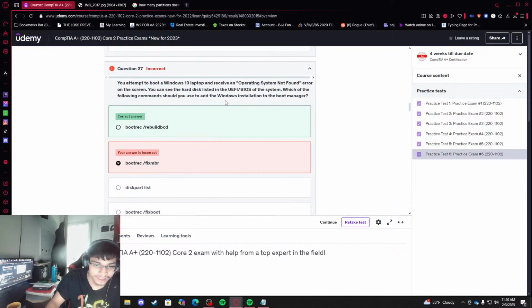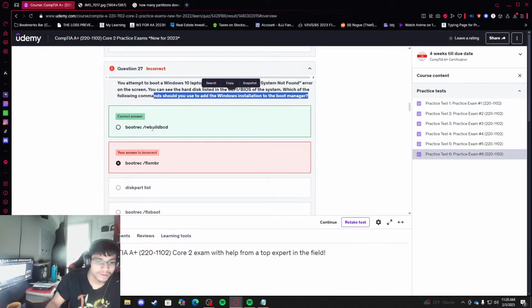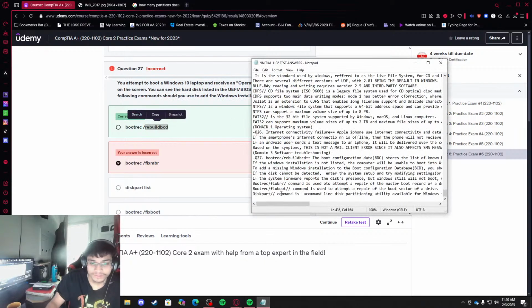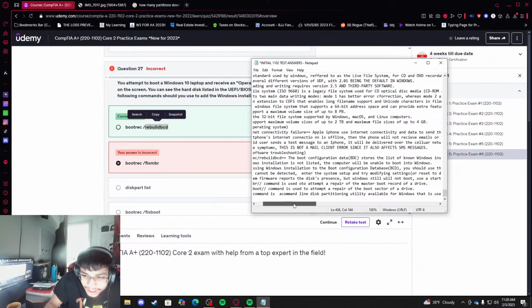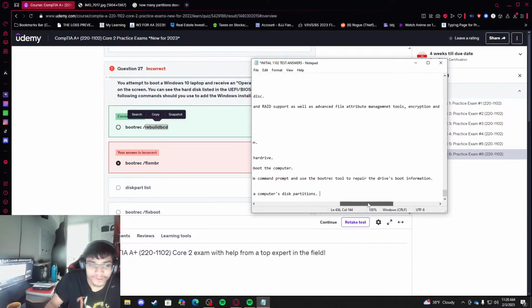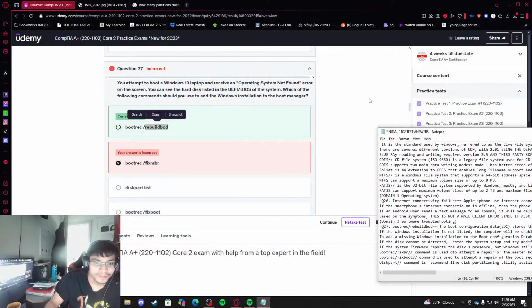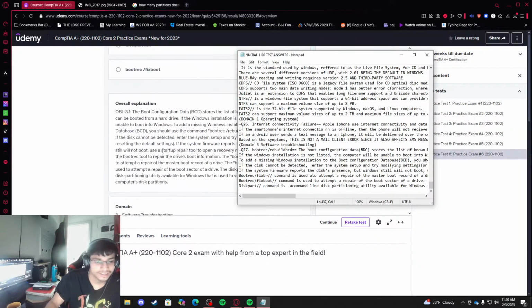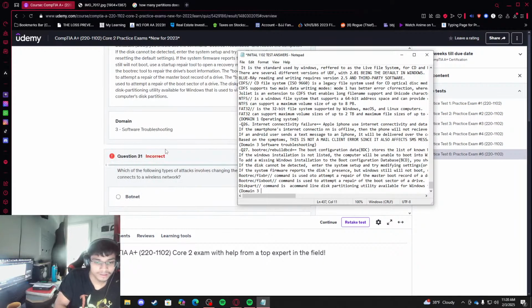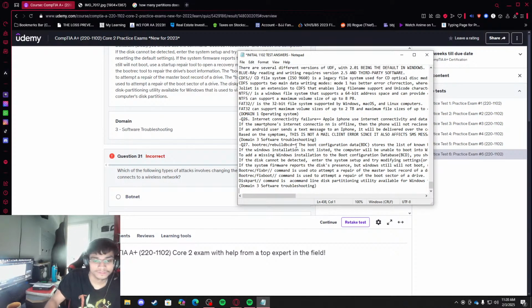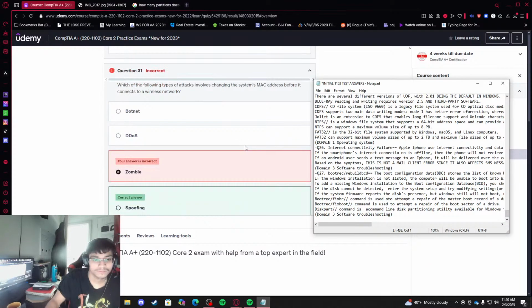Rebuild BCD, this is the key. Which of the following commands do you use to add the Windows installation to the boot manager? That one. Why? Because it stores a list of known Windows installations that can be booted from a hard drive. Right there. Domain 3. So 2 and 3 are going to be the biggest ones we're going to have to read up on. Next question.